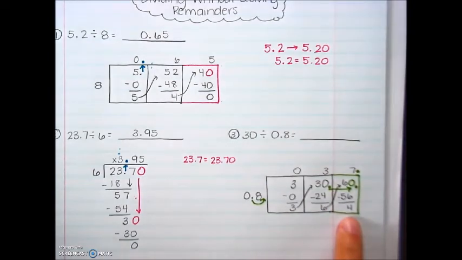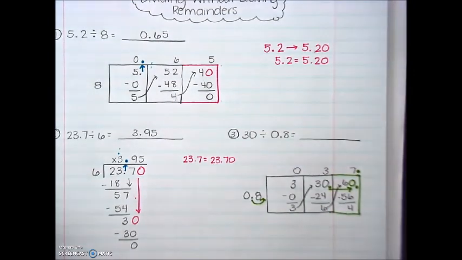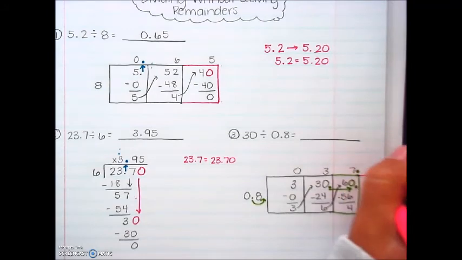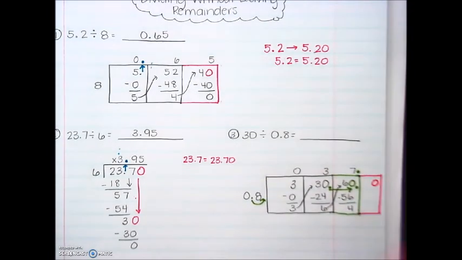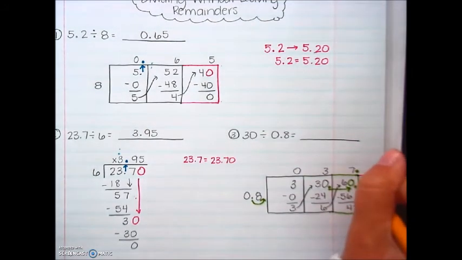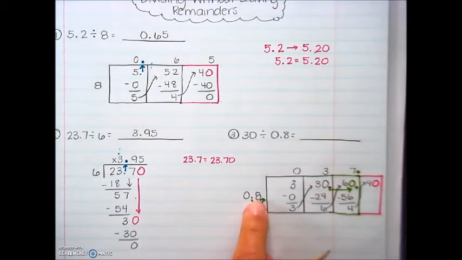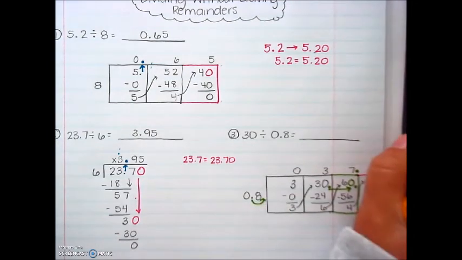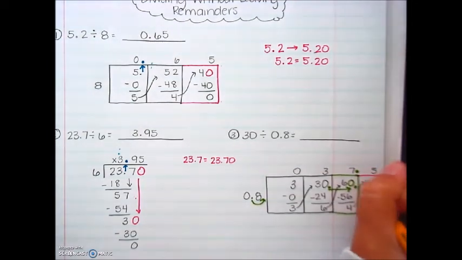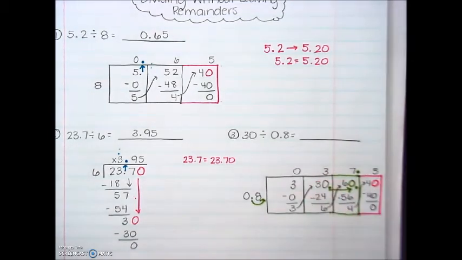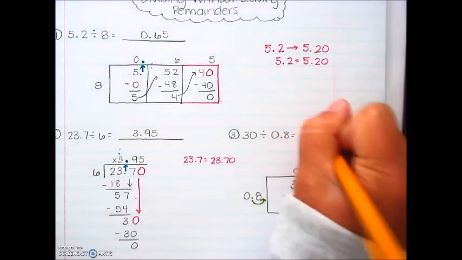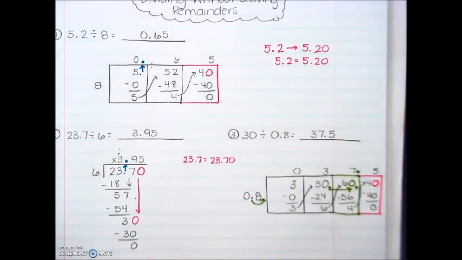Now I still have a remainder. I can still use that same rule of adding a placeholder 0 and bring up the 4. Now I know that I can make 5 groups of 8 out of 40. Subtract. I'm left with 0, which means my final answer is 37 and 5/10ths.